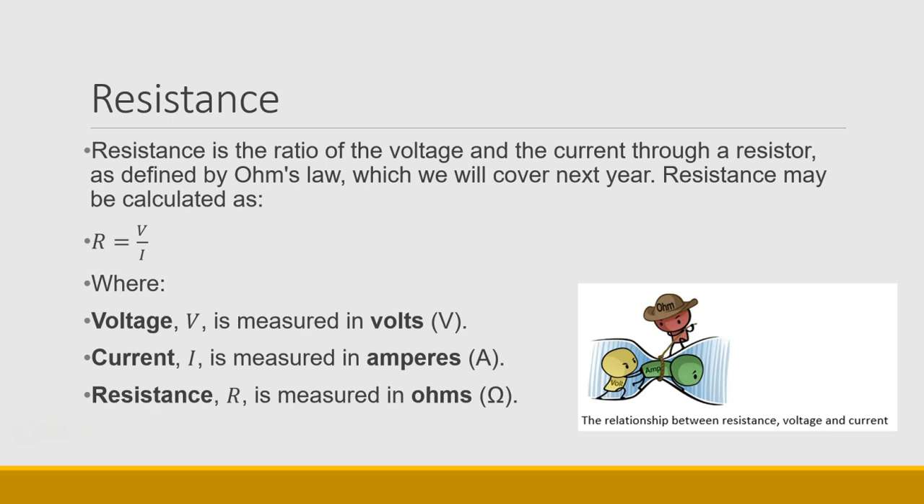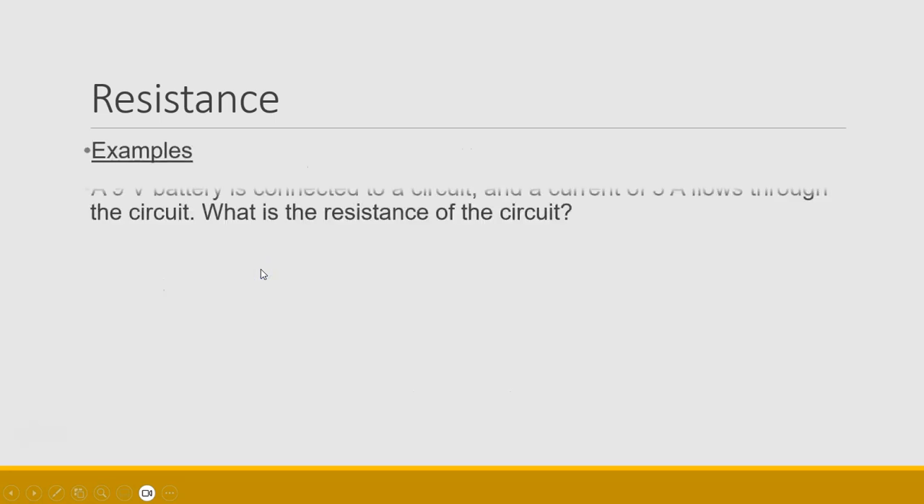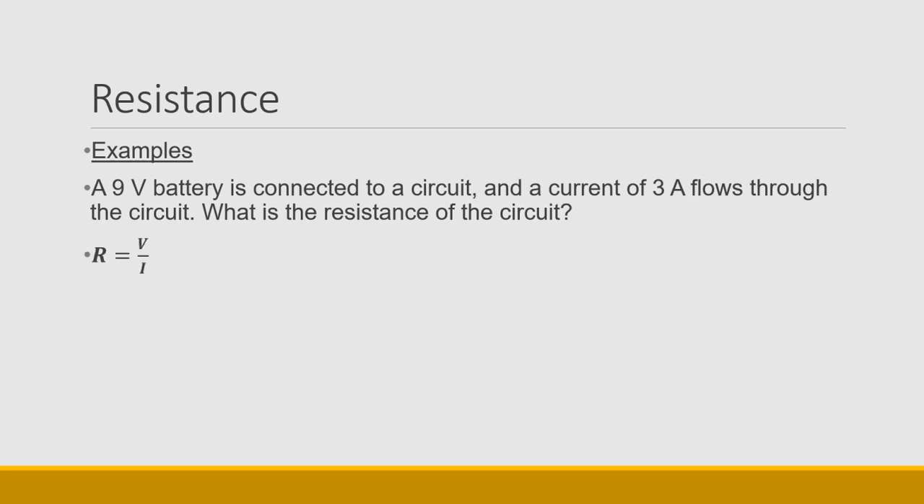Let's now look at some simple examples where we get to apply Ohm's law formula. A 9-volt battery is connected to a circuit and a current of 3 amps flows through the circuit. What is the resistance of the circuit? We know that R equals V over I. So it's 9 volts divided by 3 amps. And that gives us an answer of 3 ohms. Remember that an ohm is actually a volt per amp.